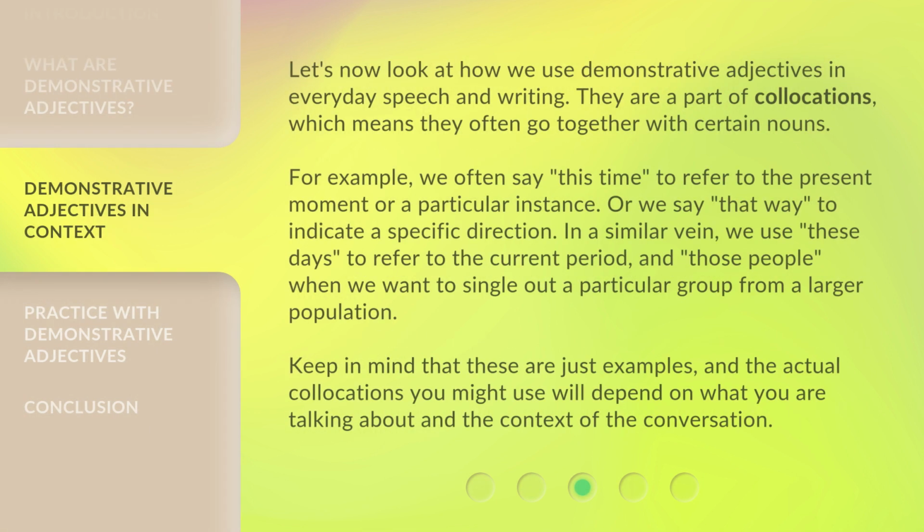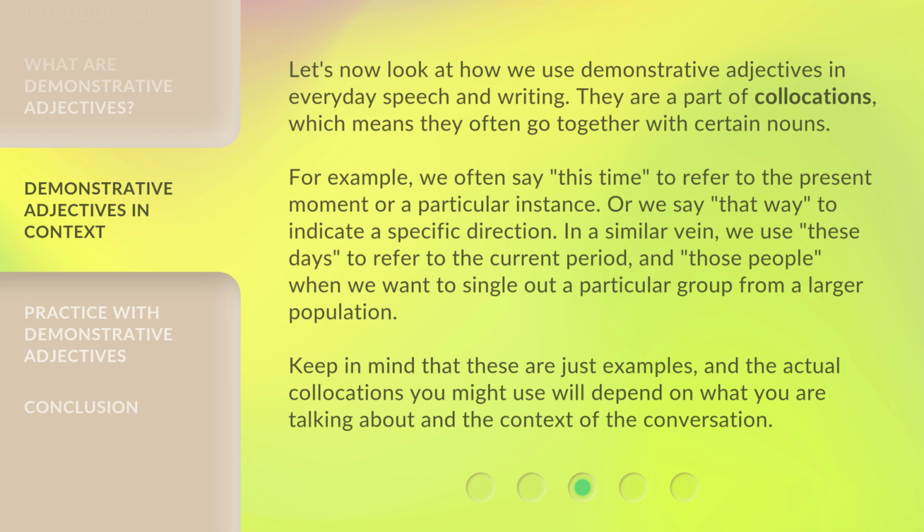Let's now look at how we use demonstrative adjectives in everyday speech and writing. They are a part of collocations, which means they often go together with certain nouns. For example, we often say, this time, to refer to the present moment or a particular instance. Or we say, that way, to indicate a specific direction.